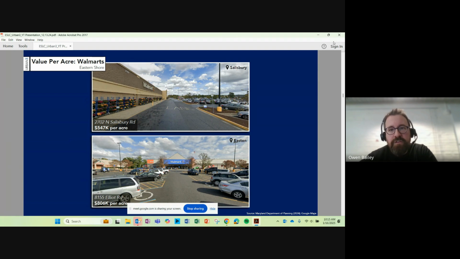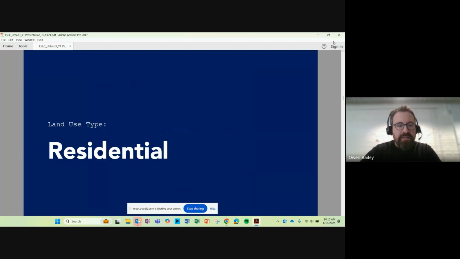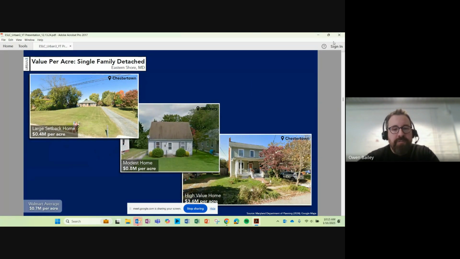So we think this data is not only helpful to encourage development of our historic cores and make more walkable mixed-use development, but also to find ways to make our big box stores slightly more productive, knowing that they provide such a critical need and resources for our communities. But on average, Walmart's about $700,000 per acre throughout the Eastern Shore. And we're going to use that number as we go through the rest of the slides as a baseline. So let's look at residential.